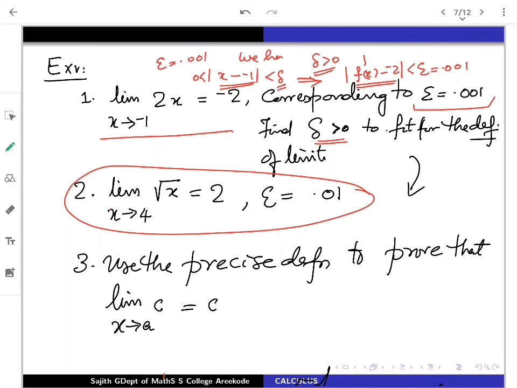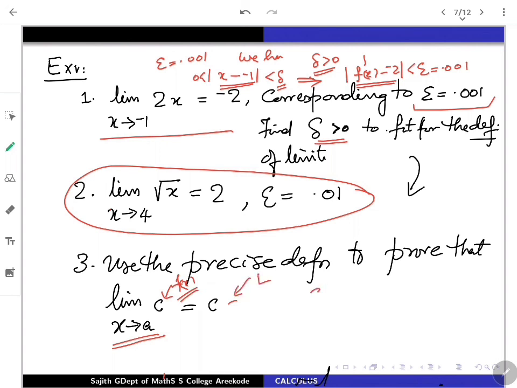But before doing that, one can even look at the third example first. Using the precise definition, prove that the limit of c as x is nearing a is c, where c is a constant function. For a constant function we know the limit is always c itself, wherever x is nearing. So how do we prove this? This is our f of x. F of x is always going to be c. This is our L.